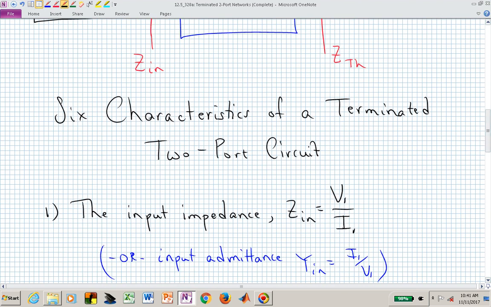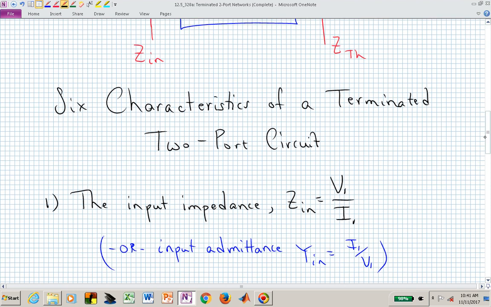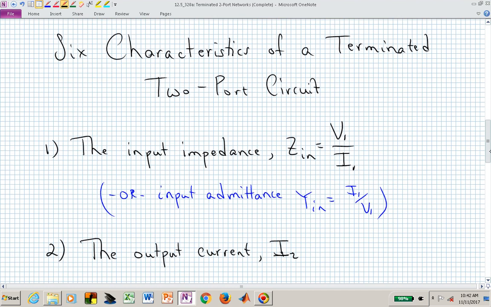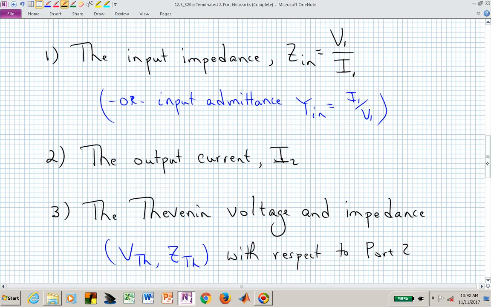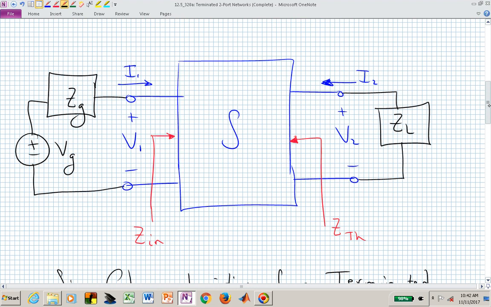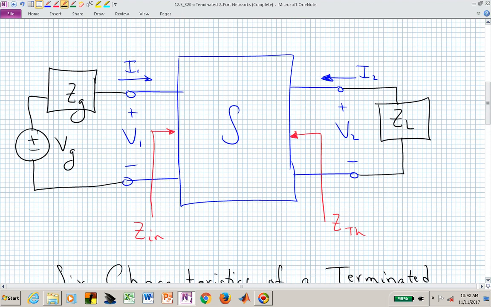As we said, the input impedance, Z sub n, is V1 over I1, or you might want to find the input admittance, which is the reciprocal. Y sub n is now I1 over V1. You might want to find the output current, which is I sub 2. You might want to find the Thevenin voltage and Thevenin impedance, V Thevenin and Z Thevenin, with respect to port 2. Looking into the output port, you might want to consolidate all of that into a Z Thevenin and a V Thevenin, which would make it easy to analyze with different loads, Z sub L.